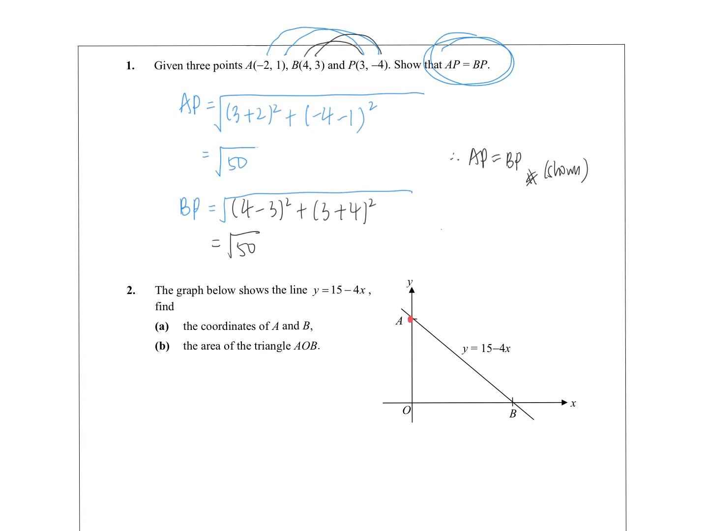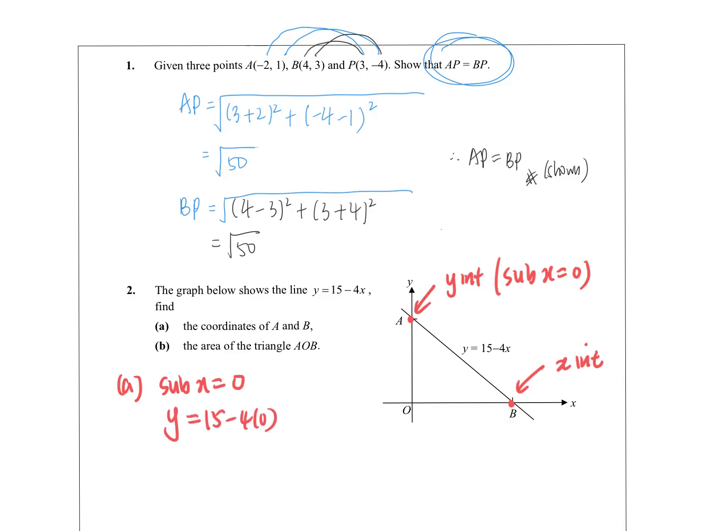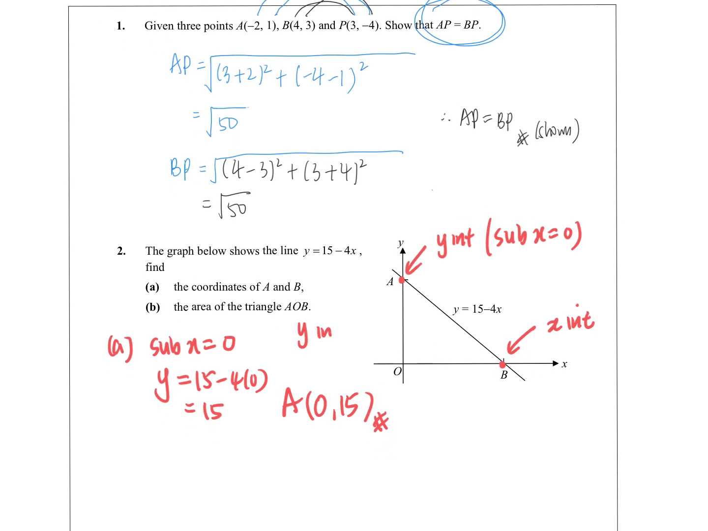I want to find A and B. A is the y-intercept and B is the x-intercept. So to find the y-intercept, we sub x as 0. So for part A, when we sub x as 0, we get y equals 15. So A would be (0, 15). And this is finding the y-intercept. We have learned this before already when we learned graphs.